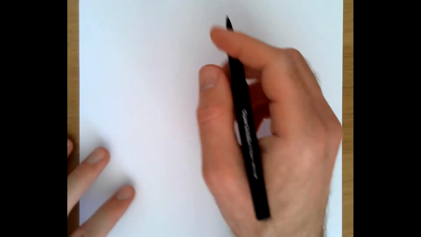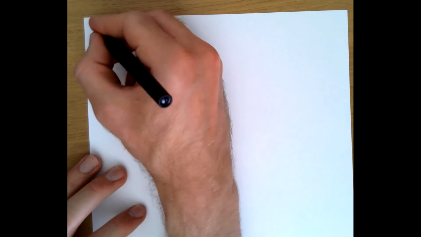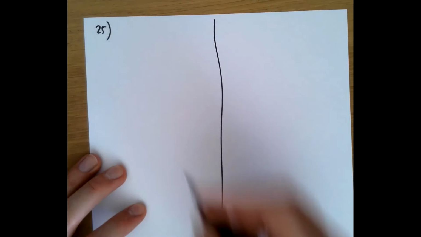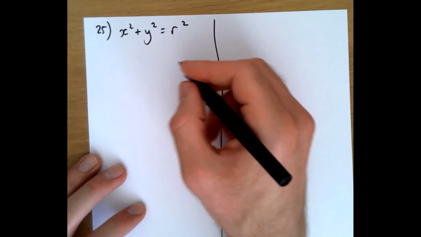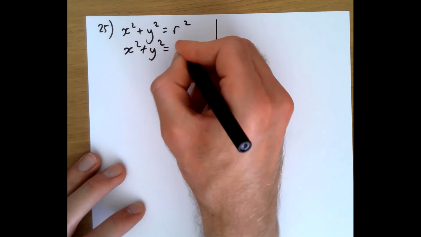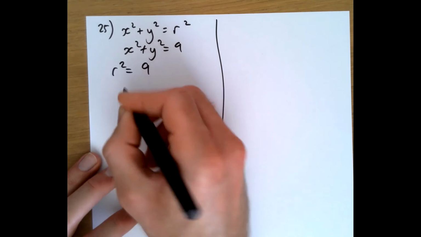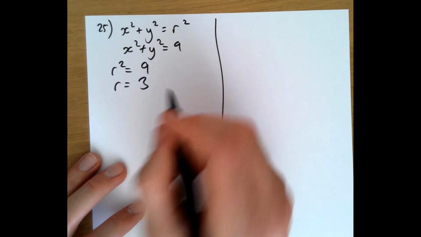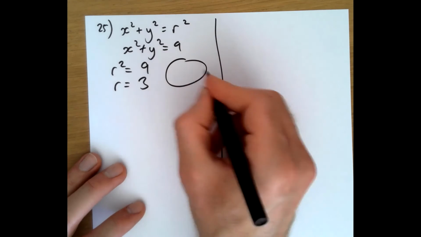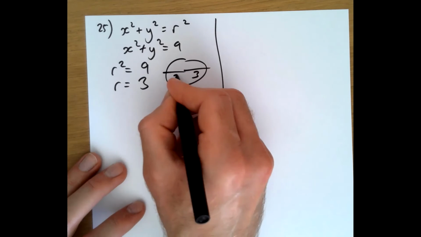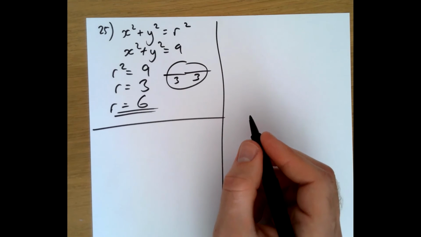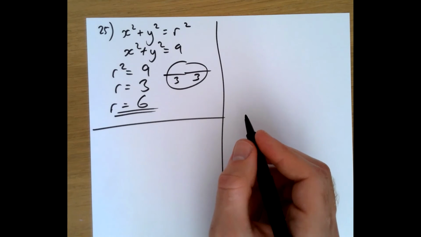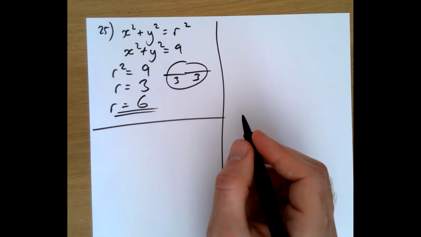Okay, where are we at now? This is straightforward. Okay, you just need to know the equation of a circle. The equation of a circle at GCSE, x squared plus y squared equals the radius squared. So we've got x squared plus y squared equals 9. The radius squared is 9. The radius is 3. But be careful, they've asked for the diameter. So if we've got a radius of 3, the other side must be 3. So overall, it's going to be 6. Okay, so we've got a diameter of 6.